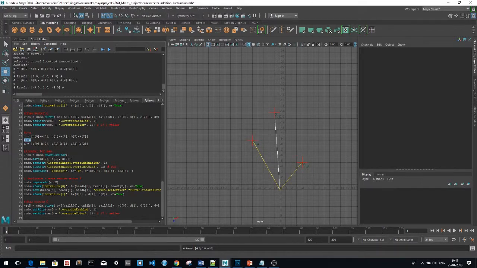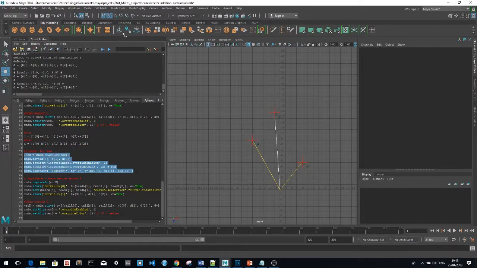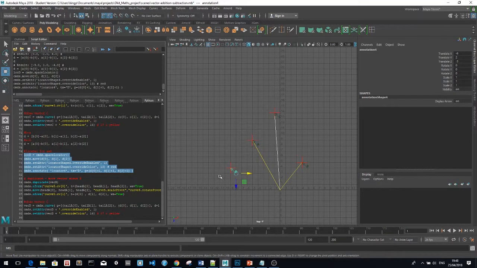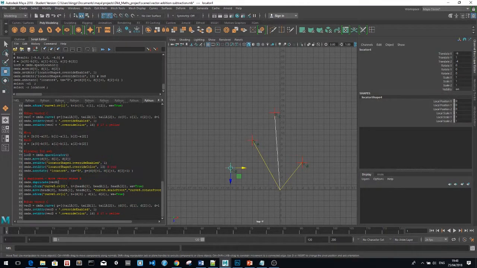So if we take a look at A minus B here, we can just run that again, and we can plot for the vector D, and it will give us this point here.